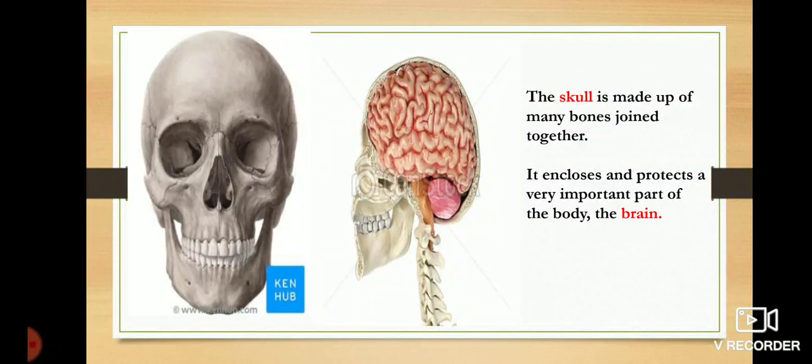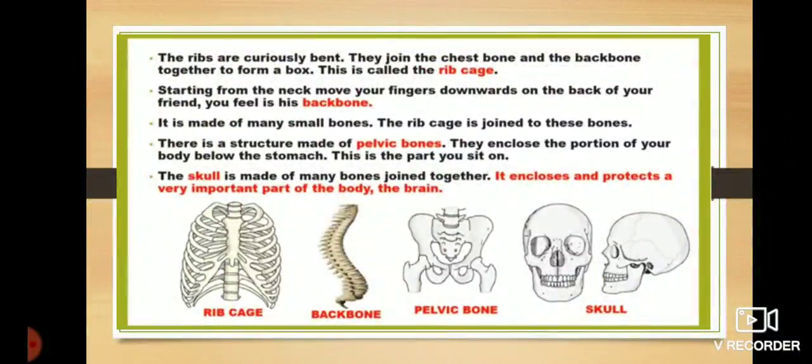The skull is made up of many bones joined together. It encloses and protects a very important part of the body, the brain. So, what did we study? Skeletal system, right? The skeletal system comprises mainly of 4 bones.